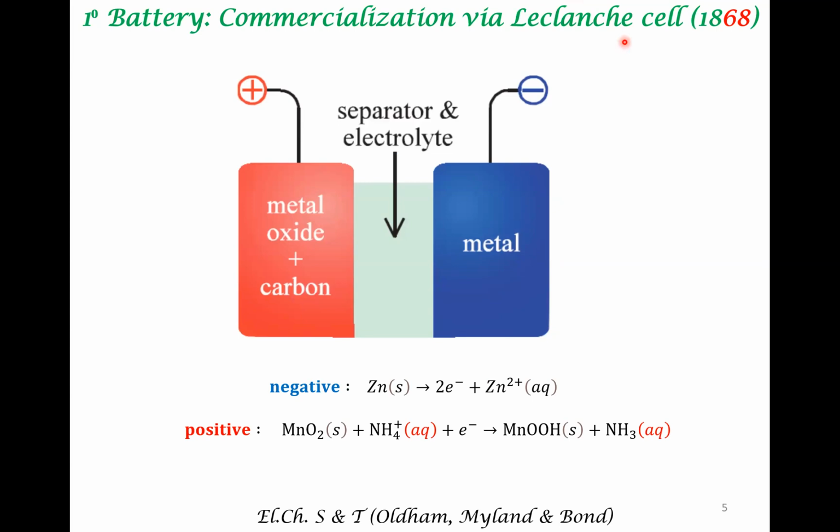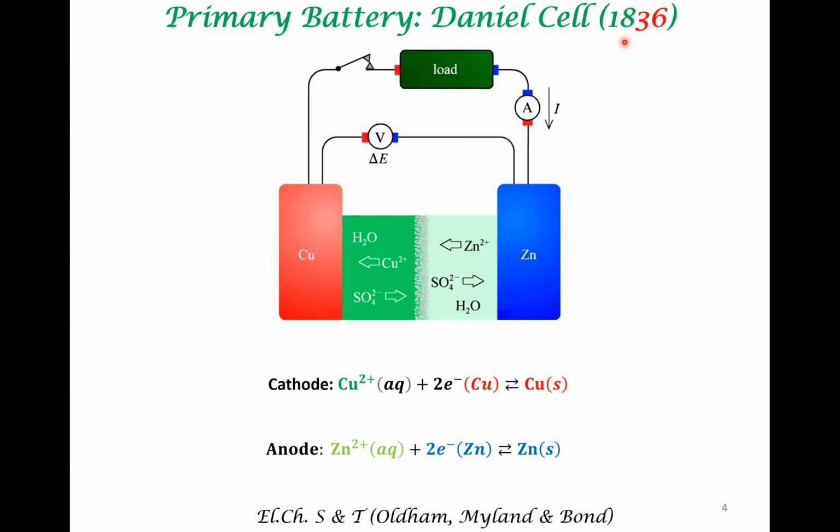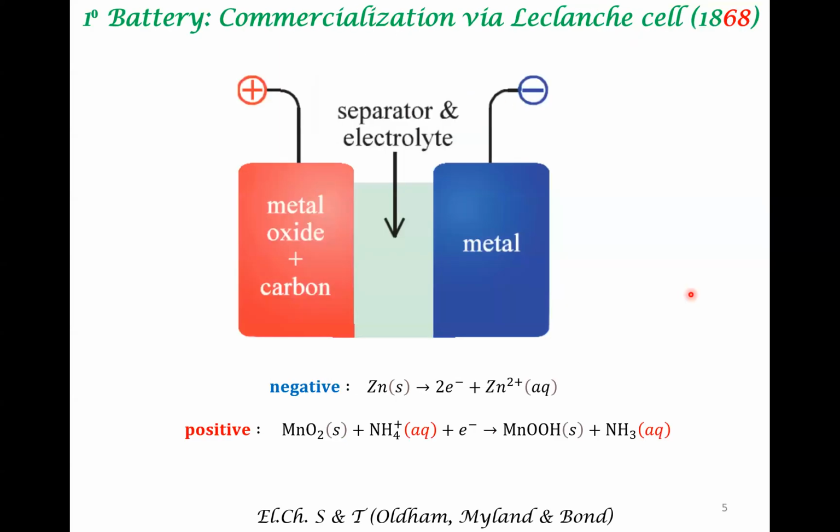The main difference is that you still have zinc. However, instead of copper, you have a different oxidizer. Okay, so MnO2 is the oxidizer. That is, an oxidizer is a component of the battery which itself gets reduced, but it supplies oxygen. Okay, so that's one way of thinking about it.